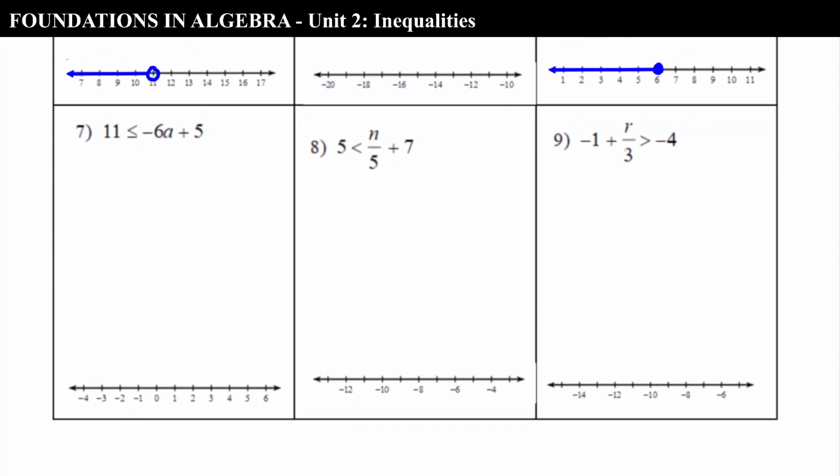For example 7, we're going to start by subtracting 5 from each side. So that gives us 6 is less than or equal to negative 6a. Divide each side by negative 6, and we are going to get negative 1. We're going to get a on this side. Can you think of what the inequality is going to be?